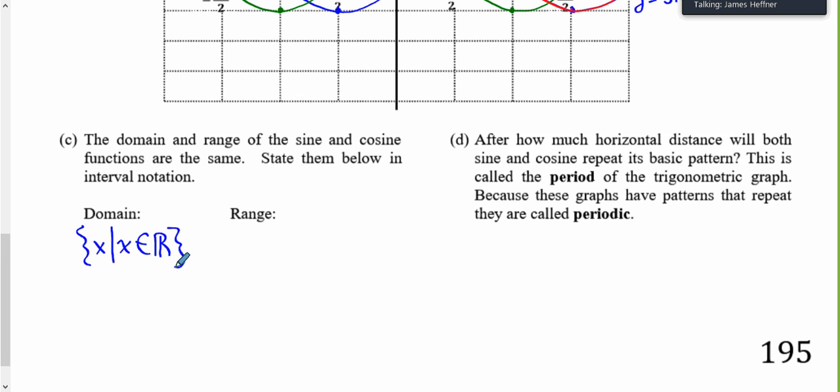And what about the range, the y values? What was the max and min? 1 and -1. So all the y values are between -1 and 1. So remember this, -1 is less than or equal to y, less than or equal to 1. Right? Sine and cosine go between -1 and 1.